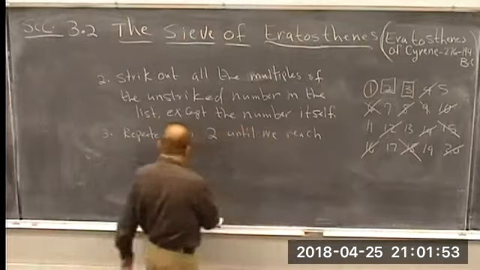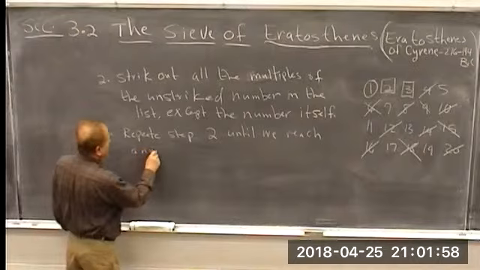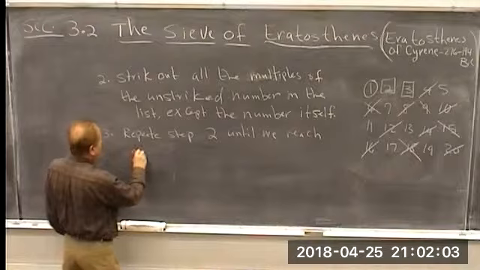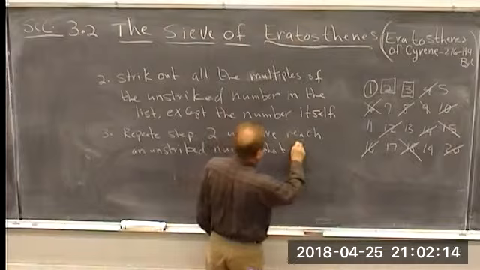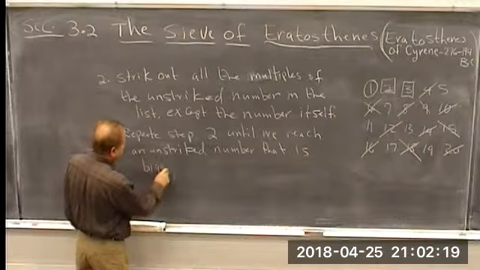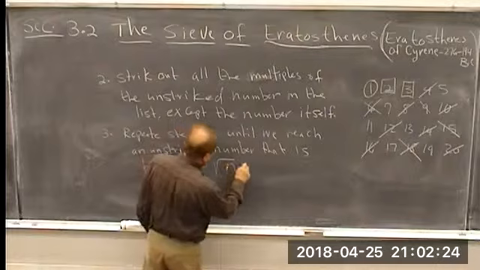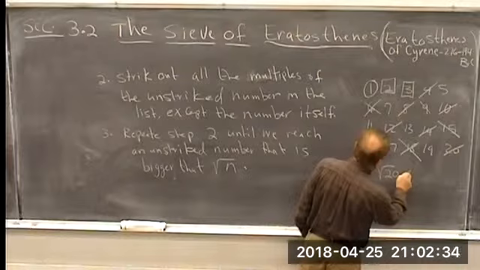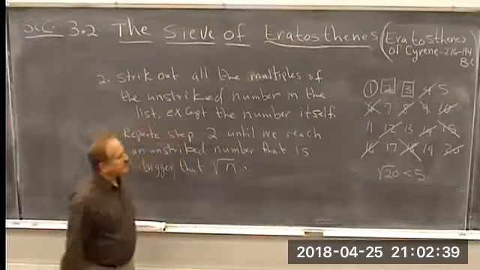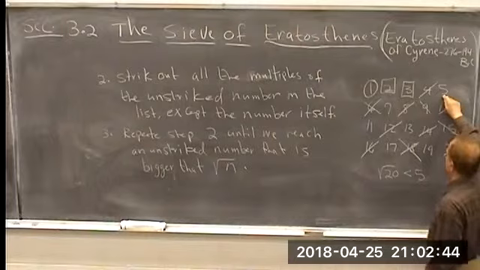To reach an unstriped number that is bigger than the square root of n. In our case, the square root of 20 is actually less than 5, which means once we do the 5, we strike all multiples of 5 except 5 itself.